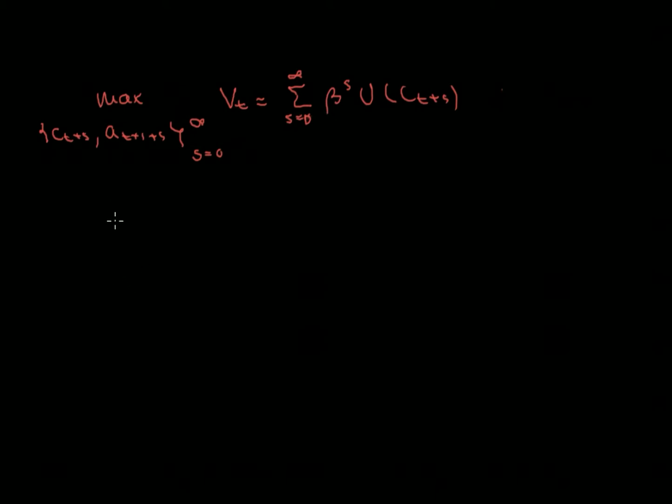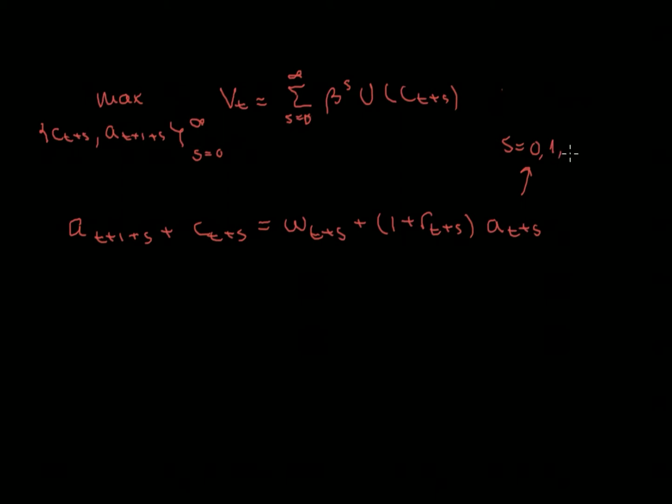Okay, now we are going to talk about the flow budget constraint, that is the following one. We have a_{t+1+s} plus also the consumption, plus the (1 + real interest rate) of those portfolios, when s goes to 0, 1, 2. Okay, this is the budget constraint.